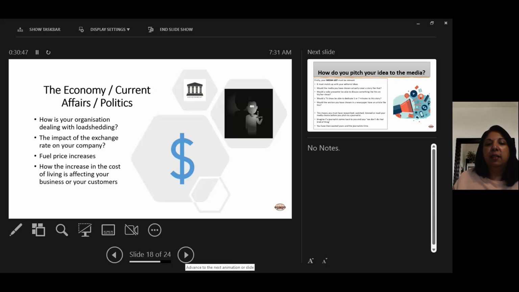How is load shedding impacting an organization? Many organizations do not have solar power. They have generators. But if there's a problem with the generator and it breaks down, the organization cannot continue with business as usual.